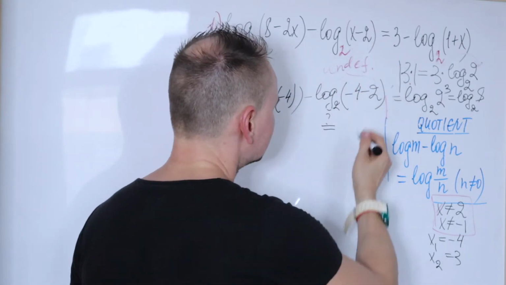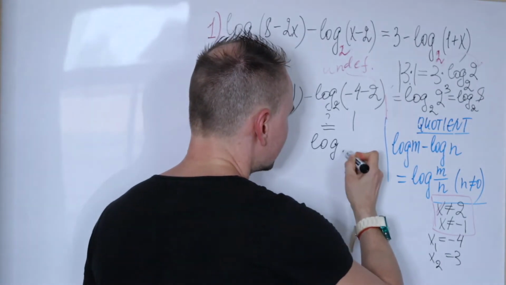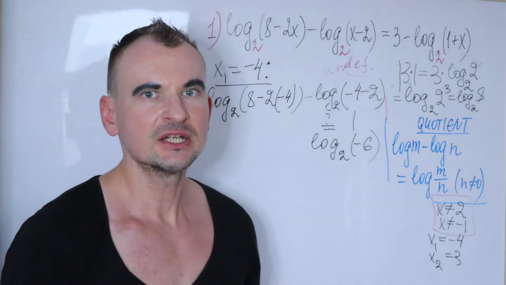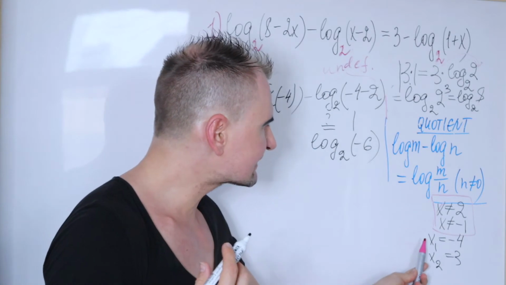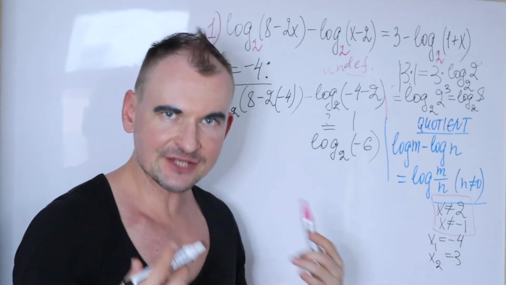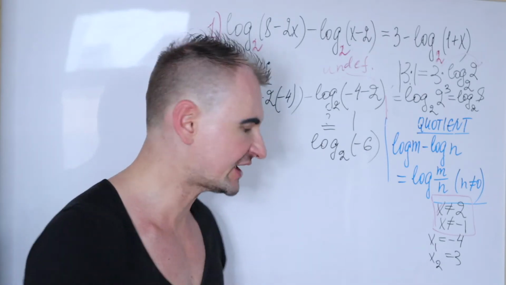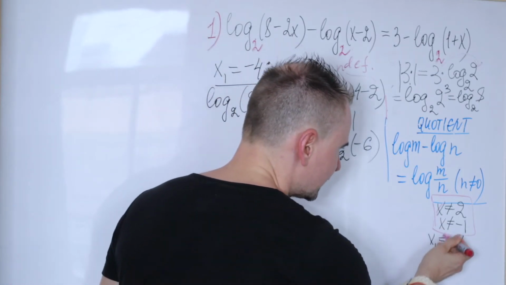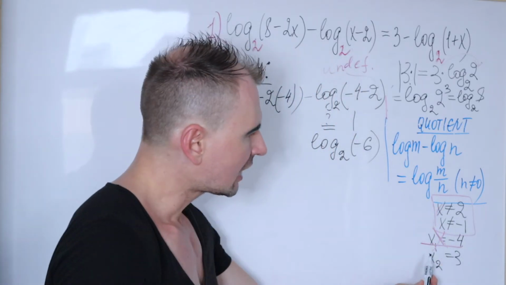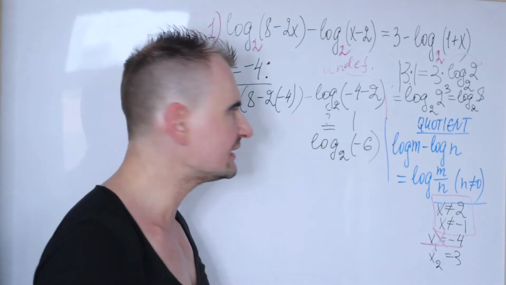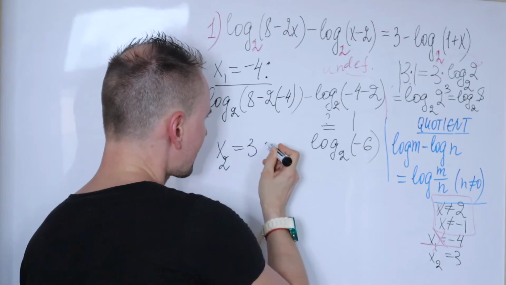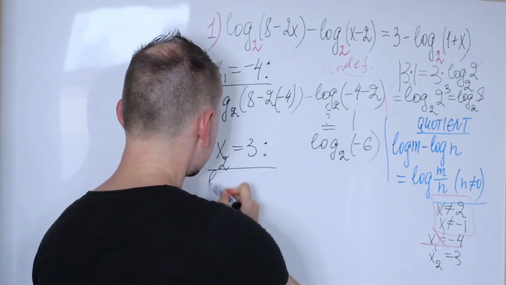Since you would simply get log to the base 2 of negative 6. So log of a negative number is undefined. So that simply means that this is an extraneous extra solution that has to be thrown out, rejected. So it's not an actual solution, it's not an actual root. So I'm going to just cross and delete it. Let's check the second one and see if it works. So you would have x equals 3 and you plug it in for x.